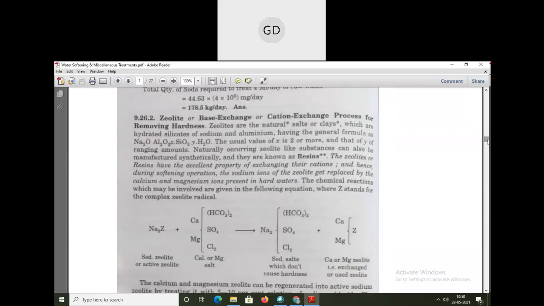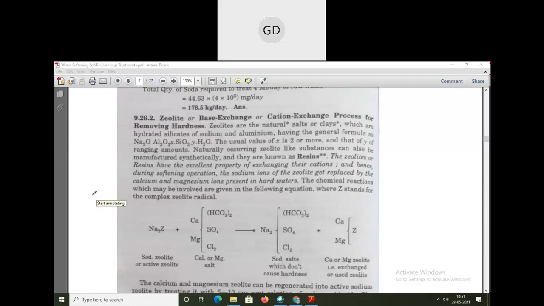So next we come to the zeolite exchange process, or the base exchange process, also named the cation exchange process, for removing hardness. Here, basically, zeolites are used. So what are zeolites? Zeolites are some salts, or you can say some clays, which are hydrated silicates of sodium and aluminium. These are natural salts or clays, and they have a general formula.